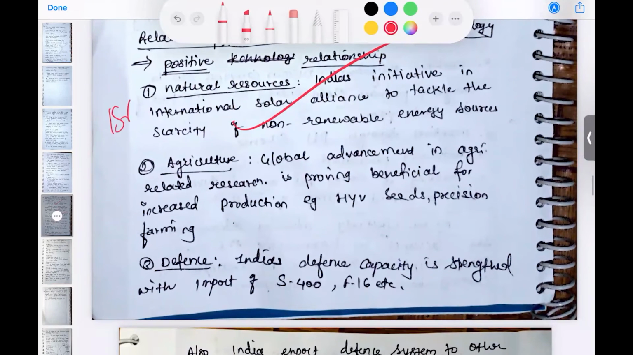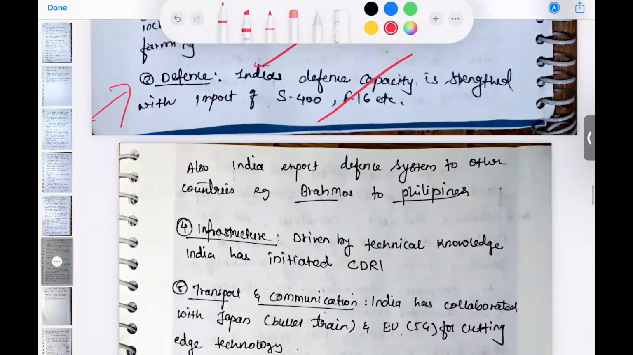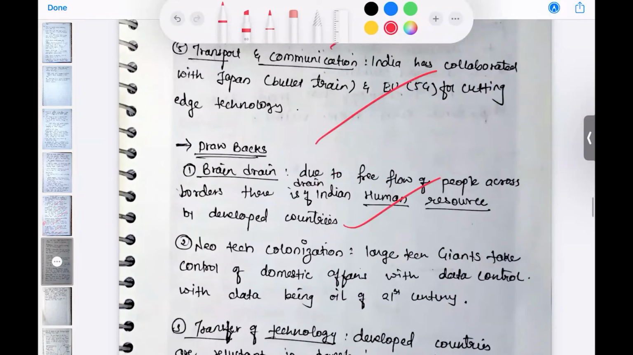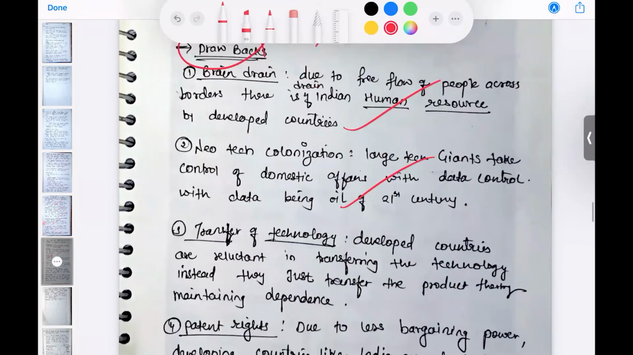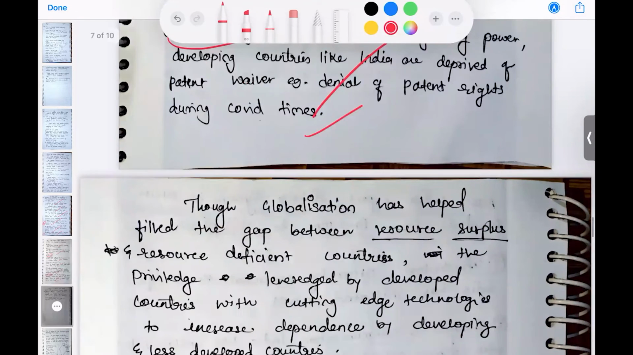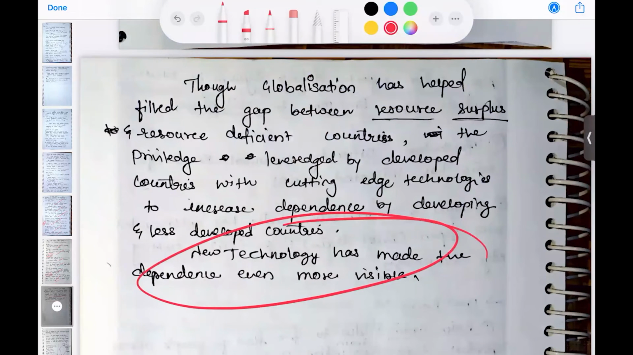Okay, good. International Solar Alliance. Okay. Defense. Okay. This angle maybe you can avoid because it's a geography paper. Drawbacks, brain drain, technology transfer, patent rights. Yeah. Okay, good.